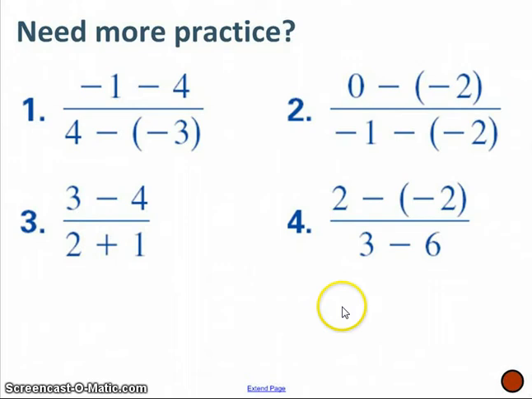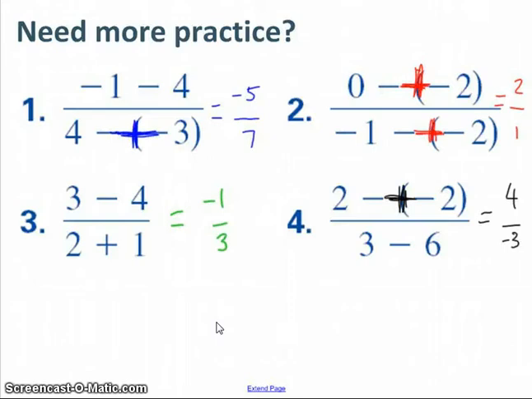If you need more practice working with negatives, remember I gave you these as a do now in class. So go ahead and hit the pause button if you need that practice. Okay, I'm going to assume that you have done that and you've worked out all 4 of these. And there are the answers to those 4, the same answers that I gave you in class.